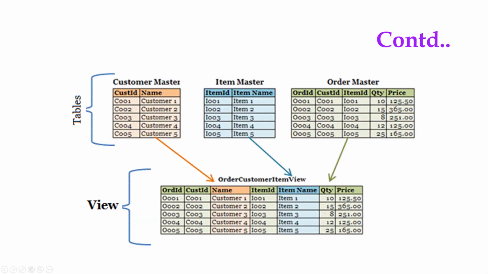Okay, let us see with an example. There are 3 tables: customer master, item master, and order master. Suppose you are going to a supermarket and buying some items, and finally the bill is generated for the items you have bought.